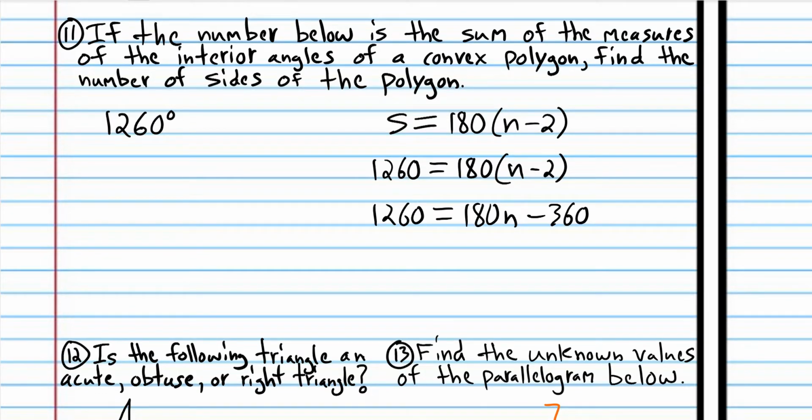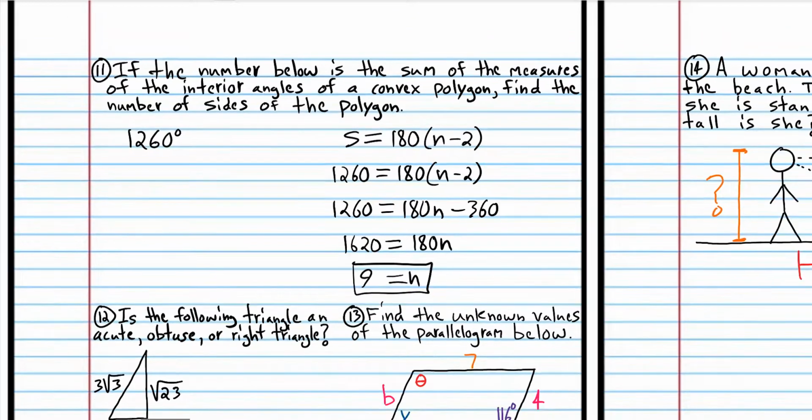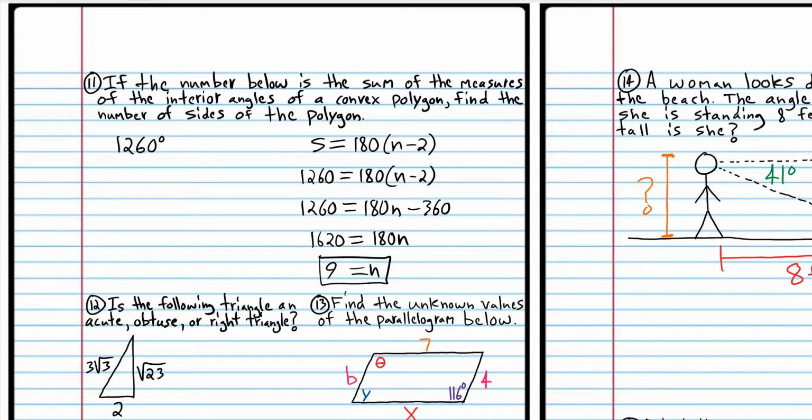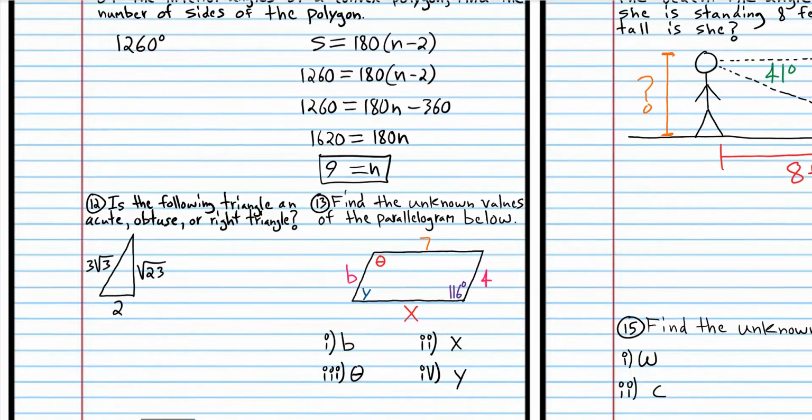So 1260 plus 360 equals 1620. Then divide both sides by 180 and you get 9. So there's 9 sides of that polygon. So if you got that answer, good job.